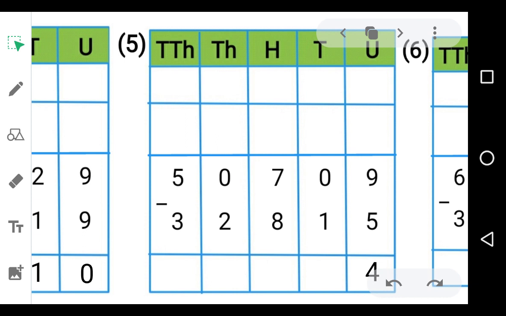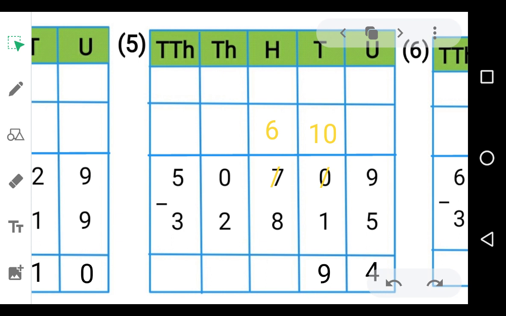At the hundred place 7 will be 6, and at the tens place 0 will be 10. Now 10 minus 1, 9. At the hundred place we cannot subtract 8 from 6. So borrow 1 from the thousand place, but there is 0 at the thousand place. So we borrow 1 from the 10,000 place.